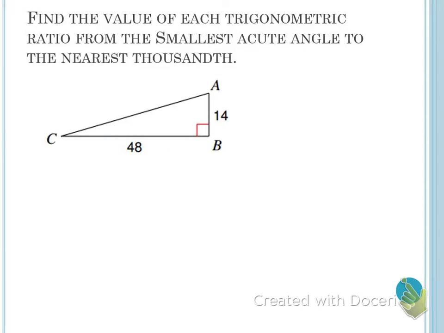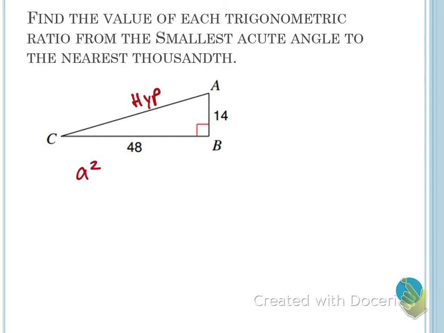Find the value of each trigonometric ratio from the smallest acute angle to the nearest thousandth. So do I have all of the information? No, I do not, not yet. So what do I need to know before I find sine, cosine, and tangent? AC, which is the hypotenuse.